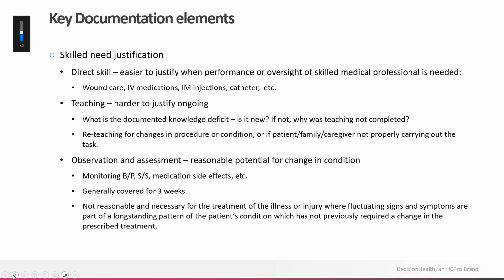Okay, so how do you continue to justify skill need? When you're doing wound care, catheter care, IV medications, those types of things, it's a little easier to justify as long as the patient stays homebound. But when you're talking about teaching, that's harder. It's harder to justify that ongoing. If that patient still needs more time and the progress is well documented with whatever barriers there are specific to that patient as to why that teaching wasn't completed in the first 60 days, then you may be fine.